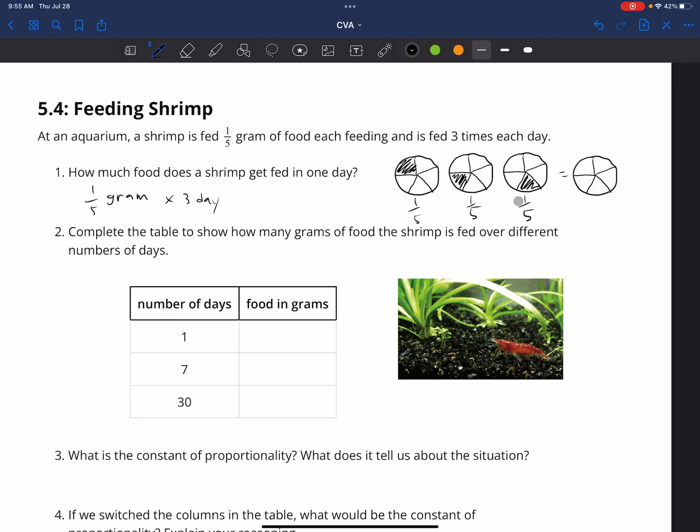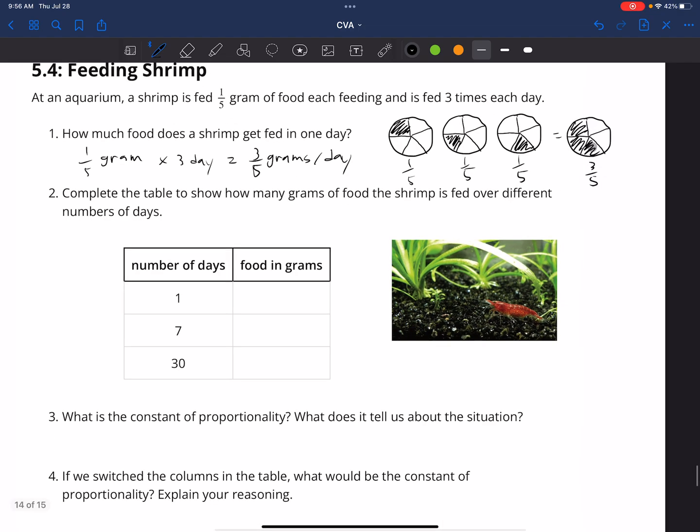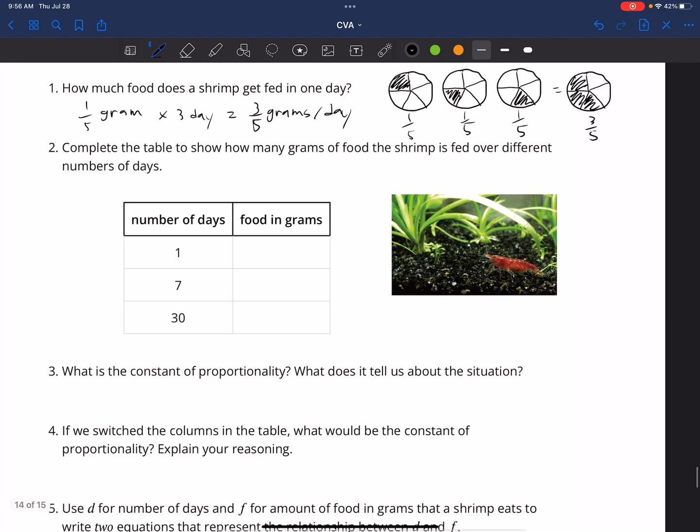Take all of these 1/5s and add them together. 1, 2, 3, and what do I get? I get 3/5. So 1/5 times 3 is equal to 3/5 of a gram per day. That's actually a really good visual. I like it a lot. All right, let's go to the next one. So that's how much this shrimp gets fed. It's a pretty good life.